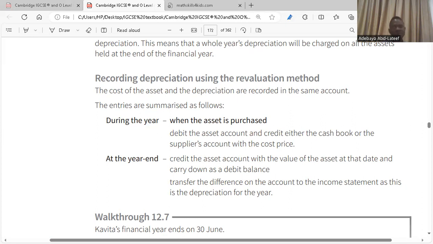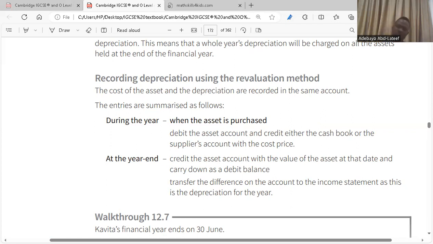So the assets account is debited for the value of that asset at that date. Then after depreciation, it will be the credit amount of the depreciation on the credit side, and then the income statement to balance. That small value goes to your income statement.